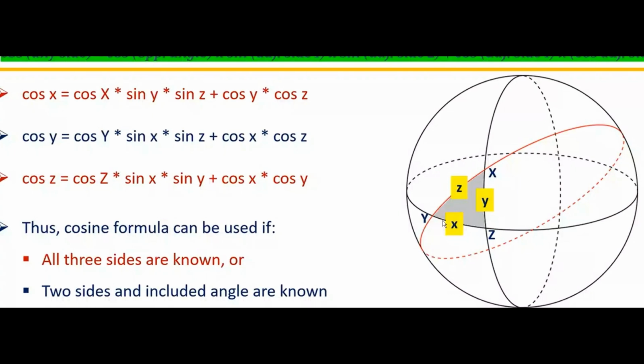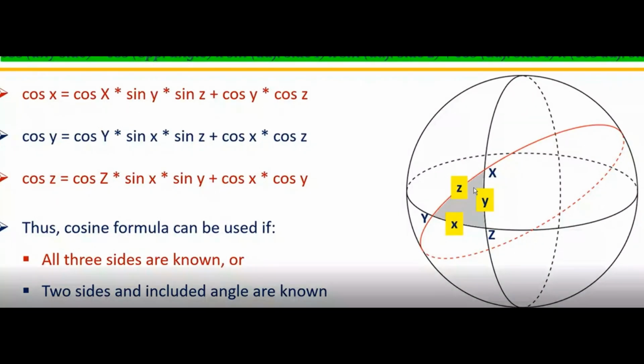Okay, this included angle is the angle included between those two particular sides. Right, beta. That is the included angle.